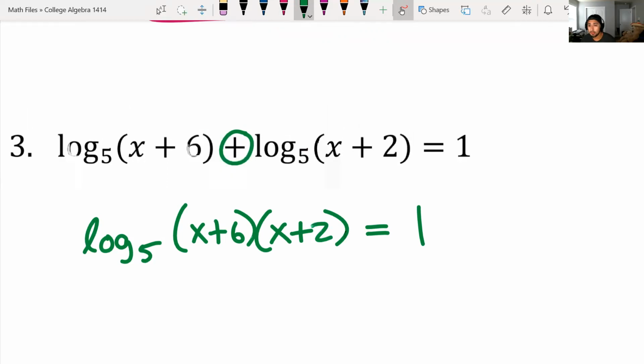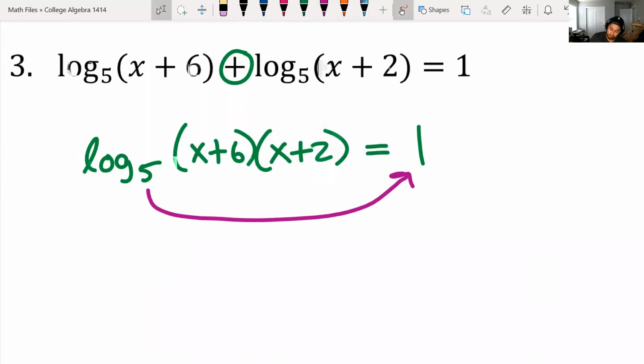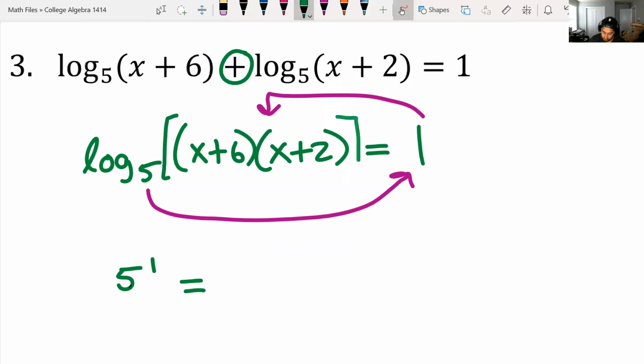We worked it backwards. Okay, well now we realize that we're stuck. So if you're ever stuck in log format, remember that you can always rearrange from log to exponential. So what we're gonna do is take base 5 and raise it to the first power. So we're gonna get 5 to the first equal, and remember, when you convert from log to exponential, you get 5 to the first equal to the inside of the logarithm. So maybe I should put brackets there, which is gonna be set equal to x plus 6 times x plus 2.